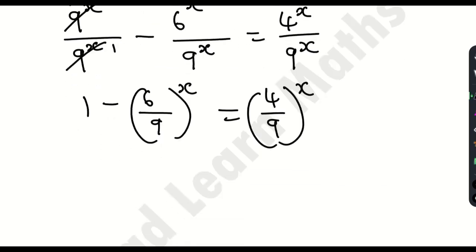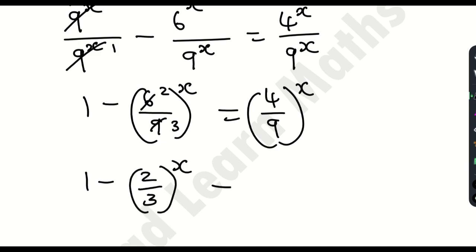So moving on, here I have 1 minus. I'm going to divide 6 and 9 by a common factor 3. So 3 here is 2, 3 here is 3. So I have 2 over 3 all raised to the power of x. And this is equal to, what about 4 and 9?